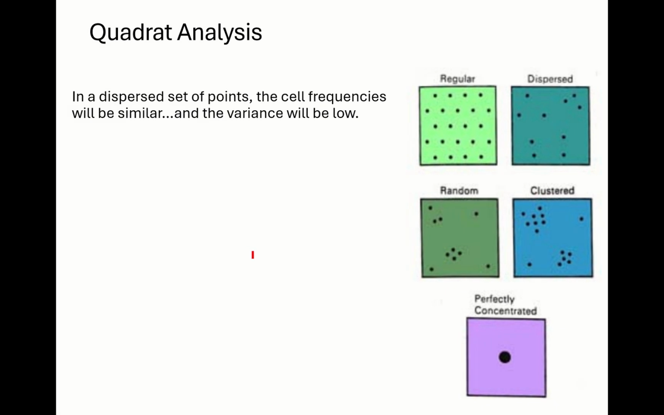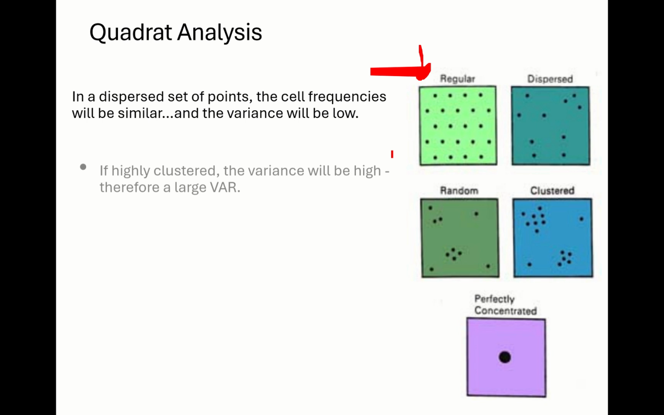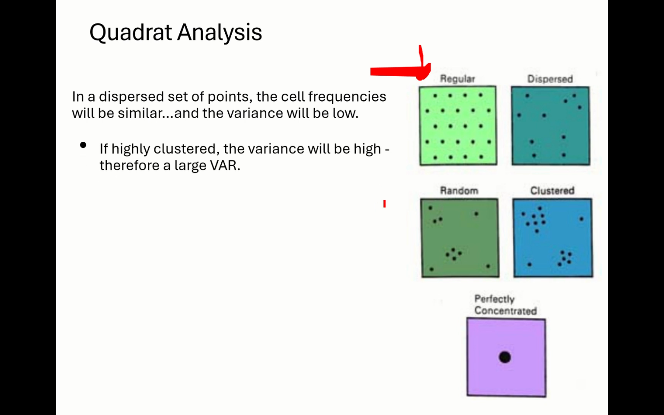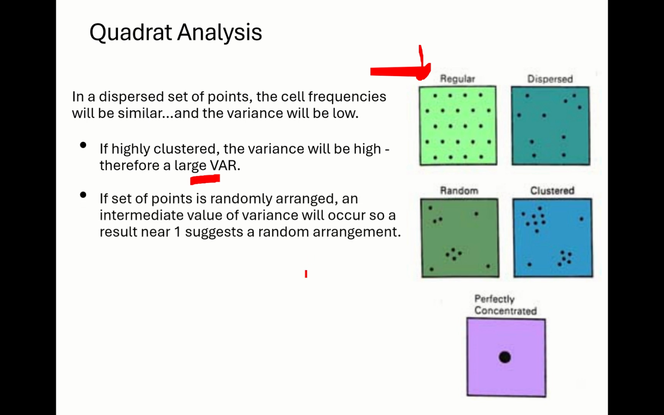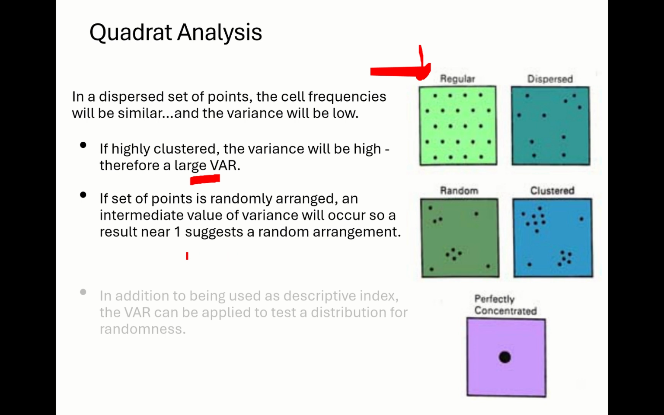So again, when we're dealing with a very dispersed or regularly distributed set of points, the cell frequency is going to be very similar, so our variance is going to be relatively low. If we're dealing with a highly clustered set, the variance is going to be high, so we're going to get a relatively large variance. And then if we're dealing with a relatively randomly dispersed data set, we're going to get a VAR somewhere around 1.